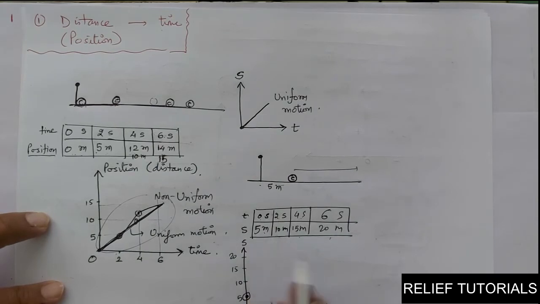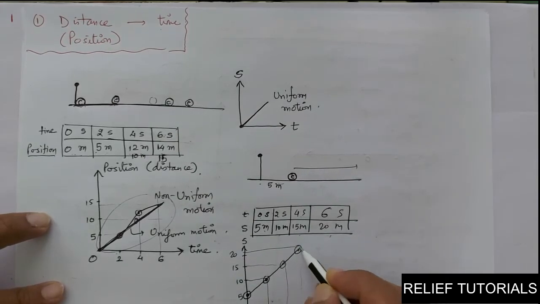Then the second point is 2, 10. So 2, 10, the point should be here. Then 4, 15. So it is 4 and 15, the point should be here. And then 6, 20, the point should be here. So if you join again, it is a straight line.